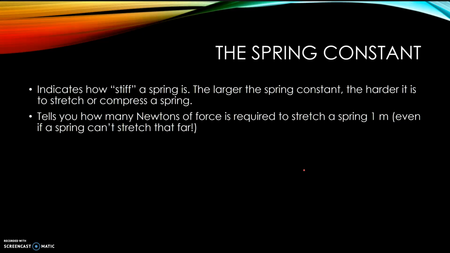So this ratio is going to be newtons per meter. What that's saying is this number, the spring constant, tells us how many newtons we would need to apply to stretch that spring by 1 meter, even if it couldn't stretch that far. So say we have a very thick spring here, and this could have a k of maybe 3,000 newtons per meter, which is a fairly large spring constant.